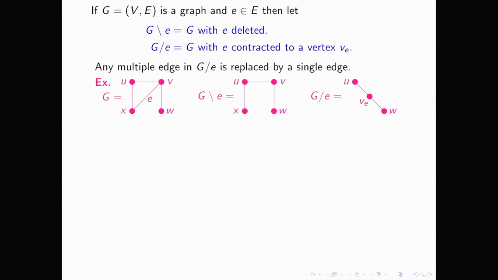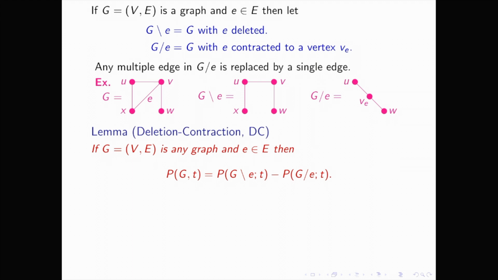Okay, well, why do I care? I care because of this lemma called the deletion contraction lemma. If I want to compute the chromatic polynomial of G, all I need to do is compute the chromatic polynomial of G with E deleted and subtract the polynomial of G with E contracted. Why is this useful? Well, think about it. If G has a certain number of edges, M, say, how many edges does G with E deleted have? Pretty clearly M minus one, right? Because I deleted one of the edges.